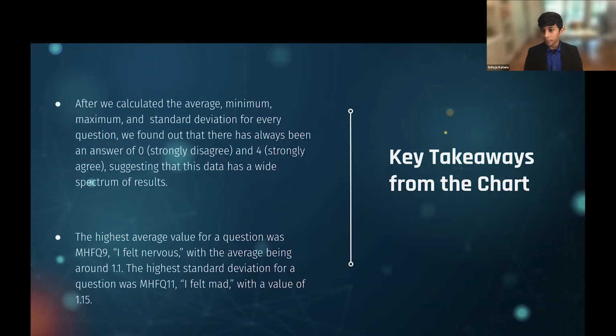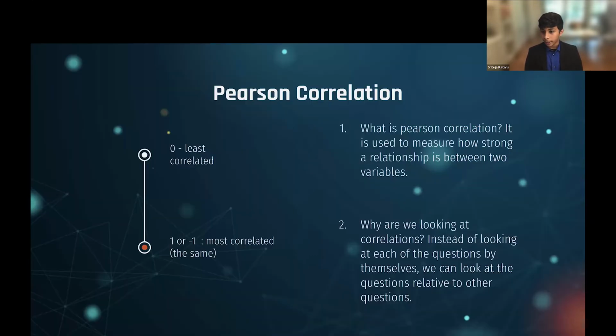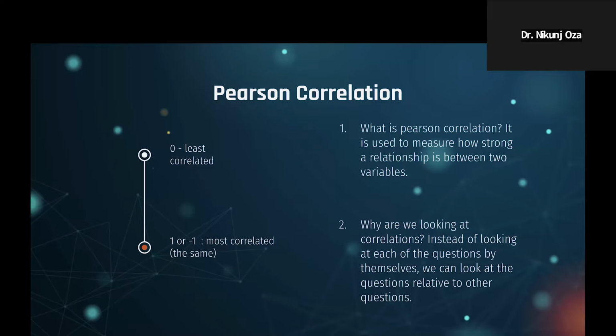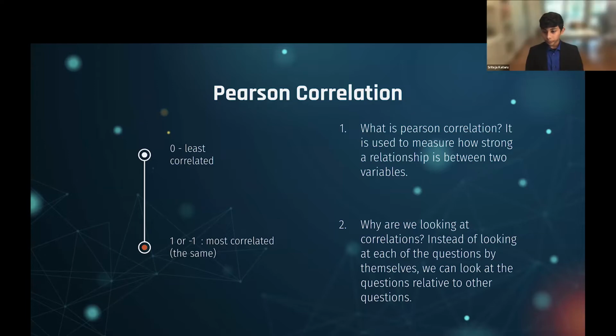But what even is a Pearson correlation? It's used to measure how strong a relationship is between 2 variables. And why are we looking at these correlations in my case? Instead of looking at each of the questions by themselves, we can look at the questions relative to the other ones. So if a person answered a question this way, how likely are they to answer another question the same way?